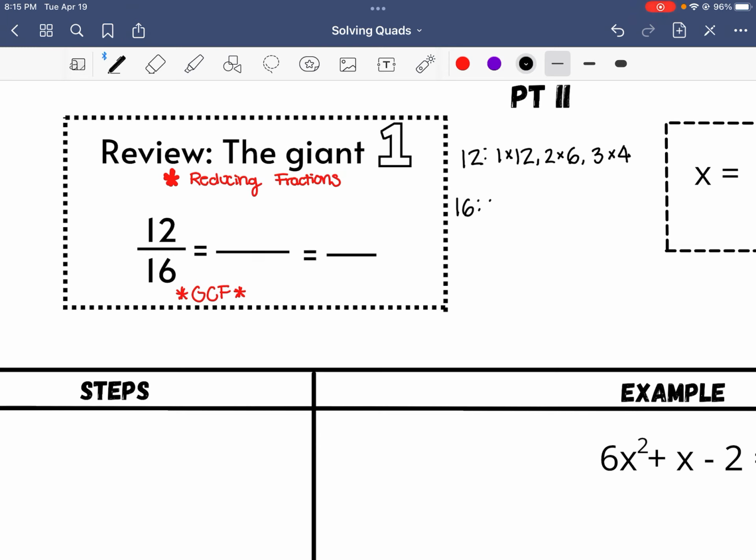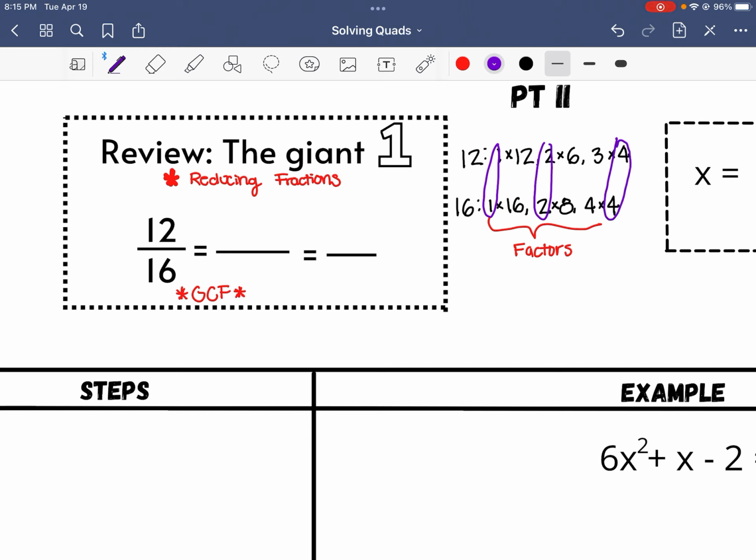Now 16. 1 and 16 make 16. 2 and 8 make 16. And 4 times 4 makes 16. So these are all called factors, okay? So I'm trying to find the greatest common one. So looking at all these numbers, I'm trying to figure out which is the biggest number that they share. So for example, they share the number 1, they share the number 2, and they share the number 4.